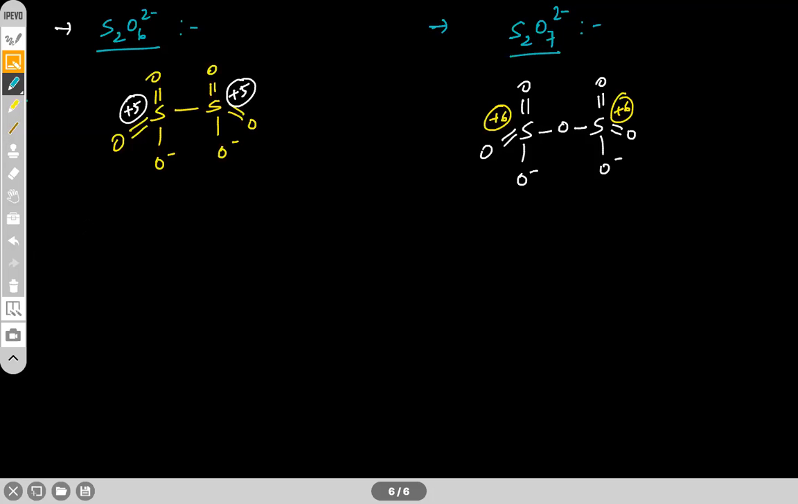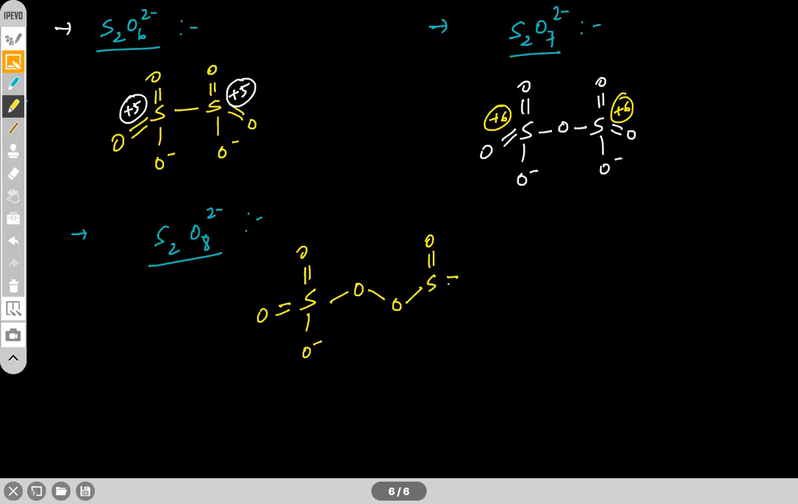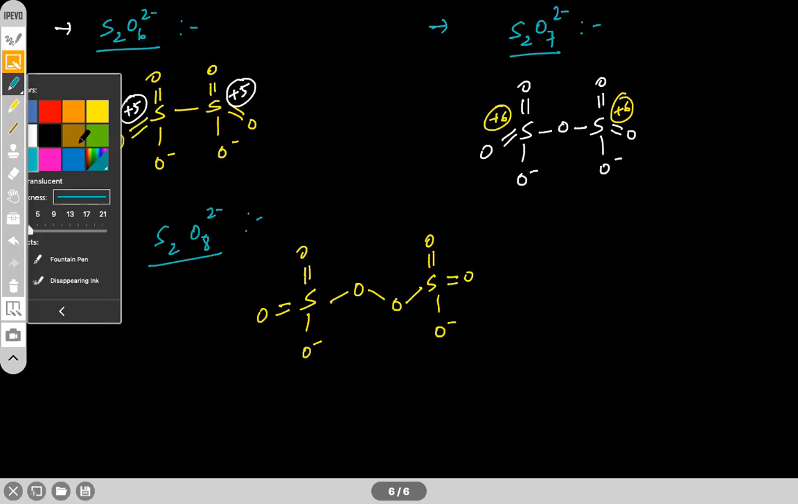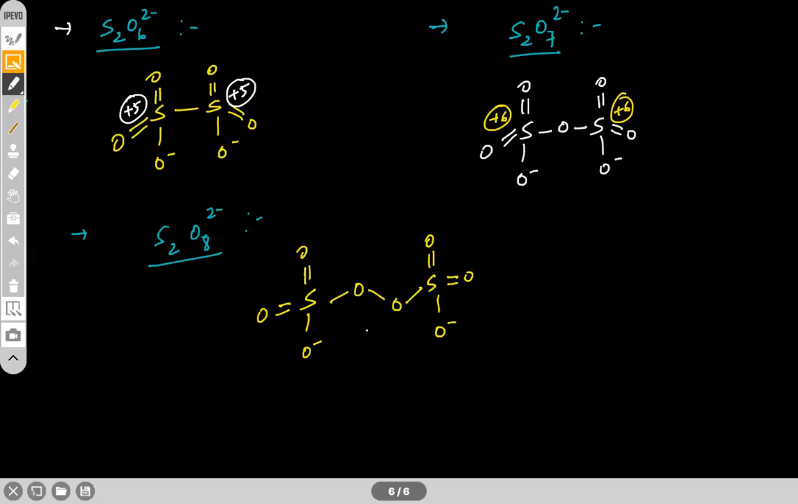S2O8 2 minus is the most important one because it has a peroxy linkage. Peroxy linkage is an oxygen-oxygen bond like this. Double bond O, double bond O, O minus, double bond O, double bond O, O minus. This is the peroxy linkage. Must remember this. Peroxy linkage examples are very important for competitive exams like JEE or NEET. So this is the peroxy linkage, oxygen-oxygen bond.